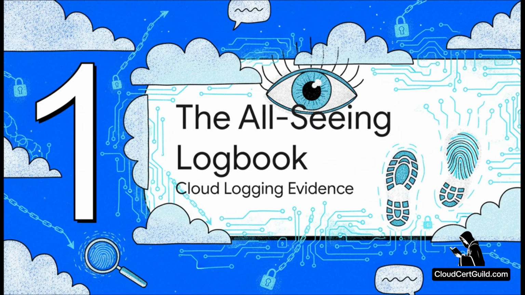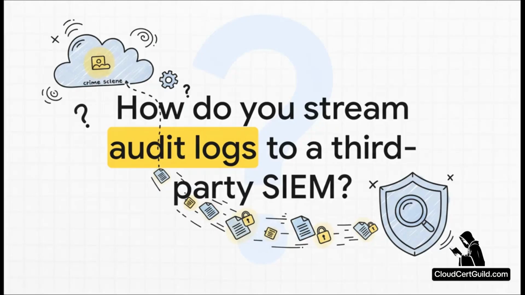And in the cloud, that evidence is your logs. They're like the digital fingerprints, the witness statements. They create this indisputable record of exactly what happened, when it happened, and who was involved. Okay, case number 1. A third-party security team needs your audit logs, and they need them now in their own system, their own SIEM. Our mission is to get this critical evidence from your cloud project over to their lab in real time without losing a single byte and keeping it all secure.